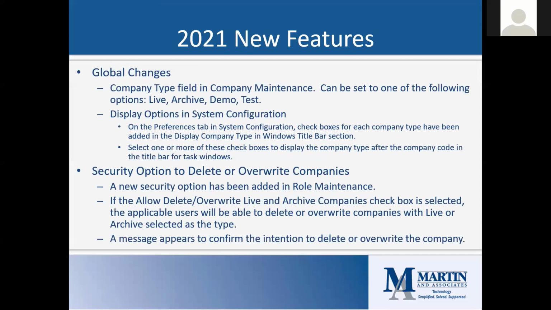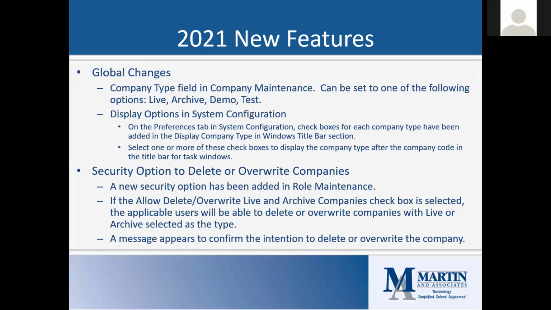There has been a company type field added to company maintenance. So when you're in company maintenance, you can now identify whether a company is a live company, an archive company, a demo company, or a test company. Prior to that, you just had companies listed out there, and there was no differentiation of whether it was a test company or a live company or whatnot. So that now is an available field.